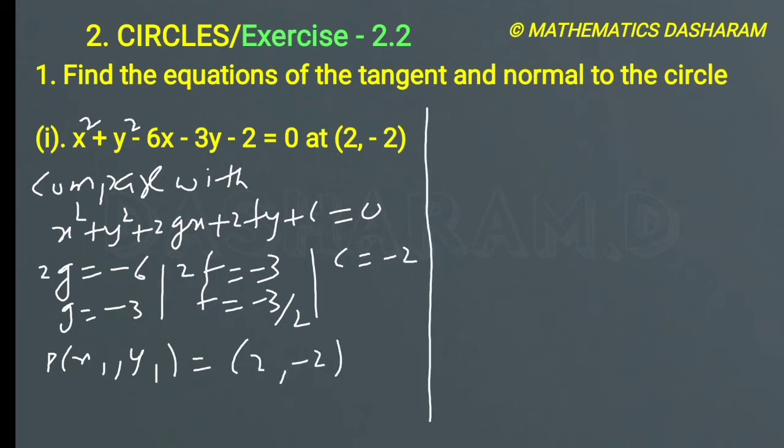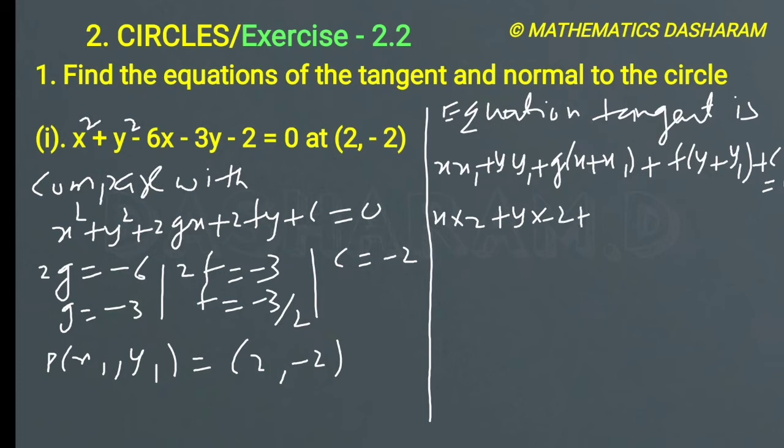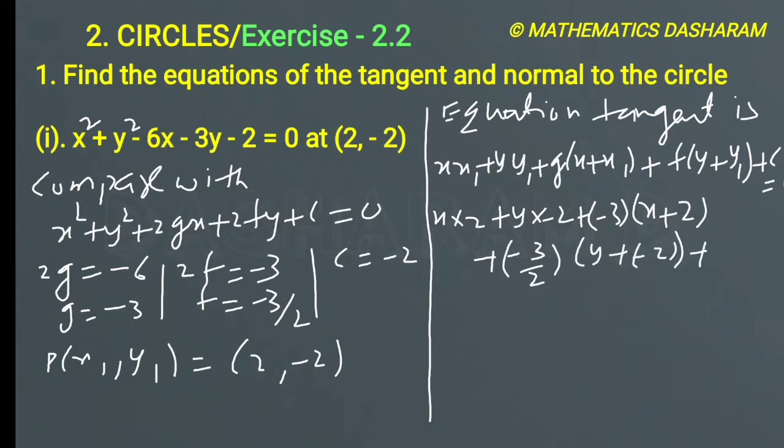Then the equation of the tangent formula is x into x1 plus y into y1 plus g bracket of (x plus x1) plus f bracket of (y plus y1) plus c equals 0. Substitute the given values in this. x into x1 is 2, plus y into y1 is minus 2, plus g means minus 3 into (x plus x1, which is 2), plus f means minus 3 by 2 into (y plus y1, so y1 is minus 2), and the constant term c equals minus 2, equals 0.